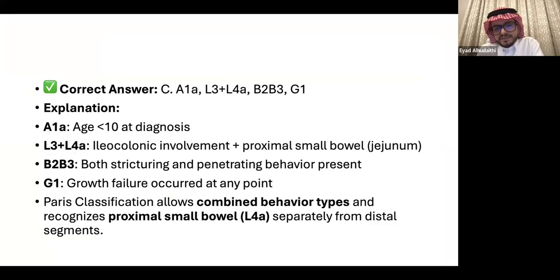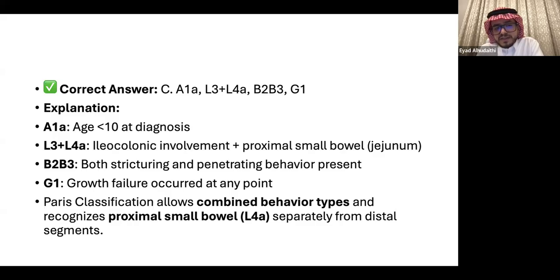Before going to that, we know that the IBD classification, maybe you have heard about Montreal and Paris. Montreal is for adults. It was done, I guess, in 2005, and Paris was in 2011. It was modified to fit the pediatric age group. We have added the G, which represents growth. It wasn't mentioned in Montreal, so this is a modification.